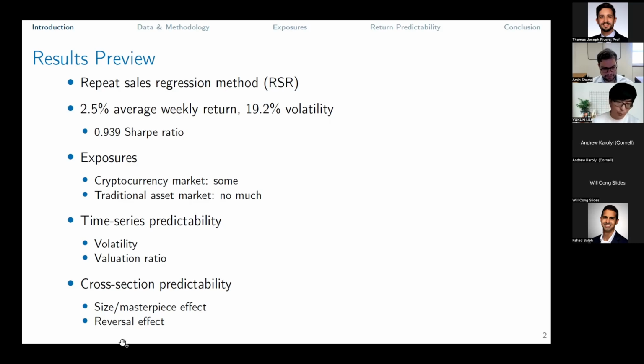We're not going to find a momentum effect for the cross-section. The reason we think we don't find a momentum effect for this market is that on average, an NFT is only sold 20 to 30 weeks apart. So it's very difficult to observe the short-term momentum effect. Even if it's there, on average, we're going to see longer-term effects.